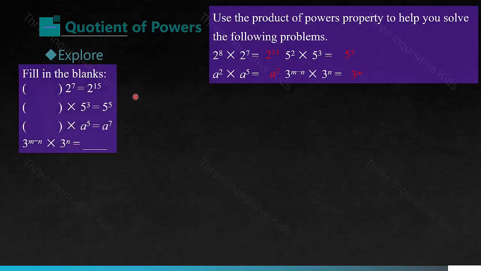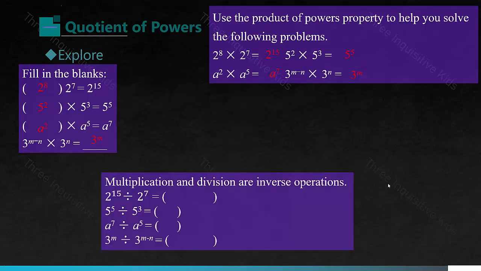Now I want you to fill in the blanks. So in the first parentheses, it's going to be 2 to the 8th power, because 2 to the 8th power times 2 to the 7th power equals 2 to the 15th power. You add up the 8 and the 7. For the second problem, you get 5 to the 2nd power, 5 squared. And for this one, you'll get a squared.